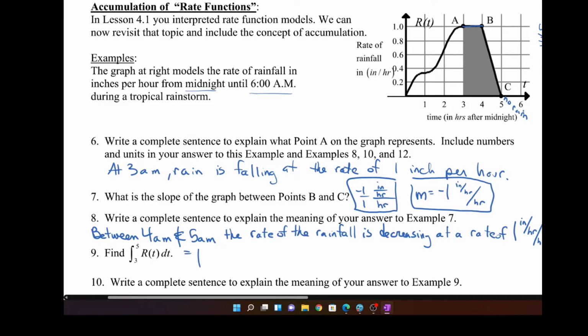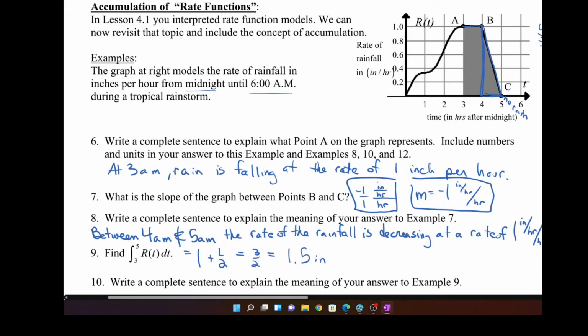So that's 1. What's this? This is a height of 1, and that's a height of 1, and I'm taking a half because it's a triangle. So that's 1 plus 1/2. That's going to be 3/2, or just 1.5. And let's do inches.